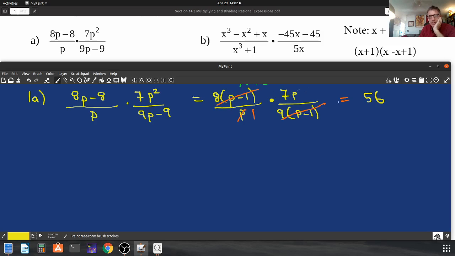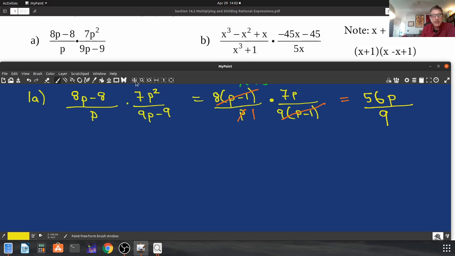8 times 7 times p, so 8 times 7 is 56, and that times p is 56p. And on the bottom, all I have left down here, everything's been canceled out, that becomes a 1, so 1 times 9 is 9. And that's as far as it can be reduced, because 8 and 7 don't share any factors with 9.